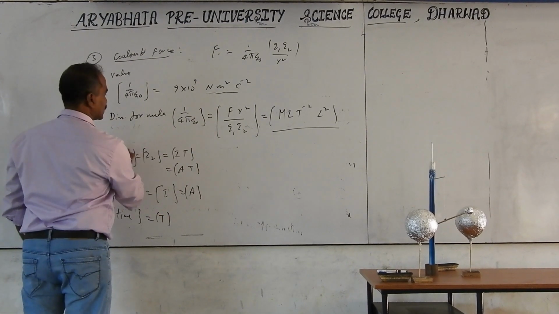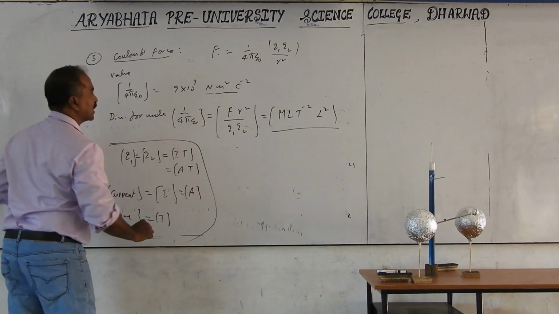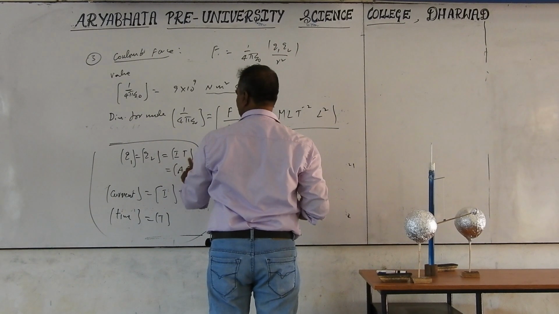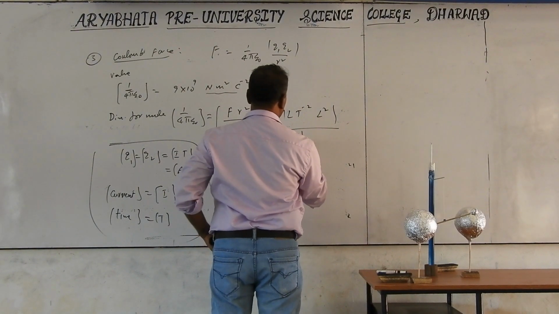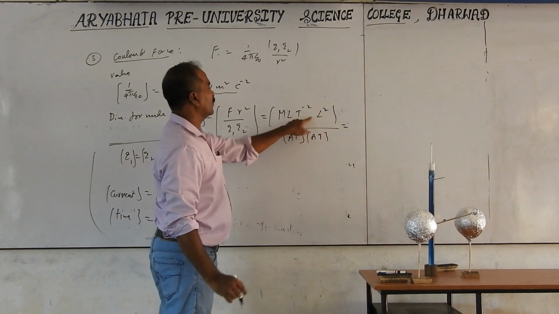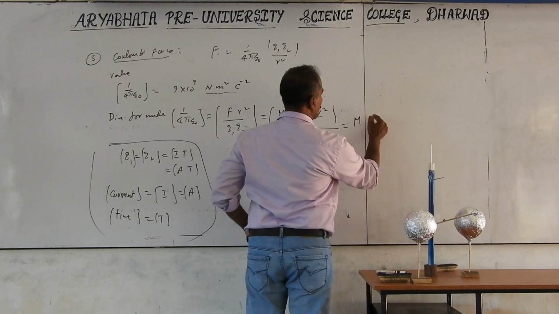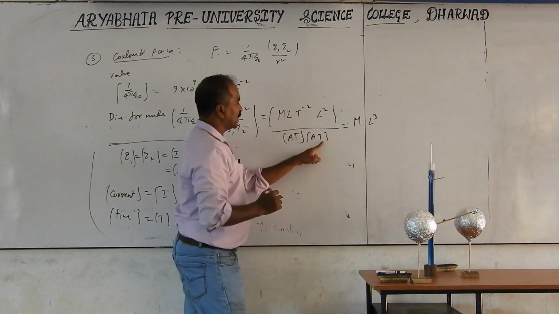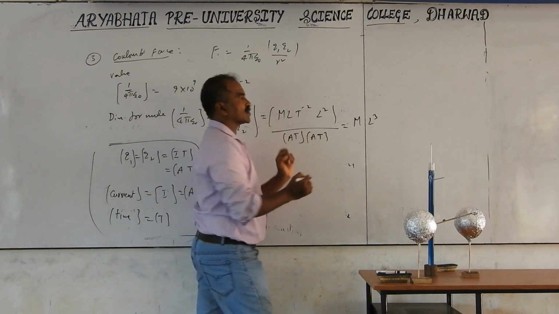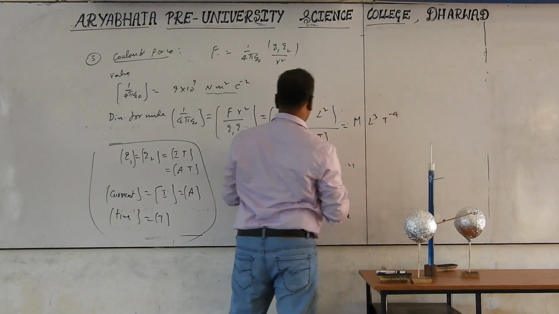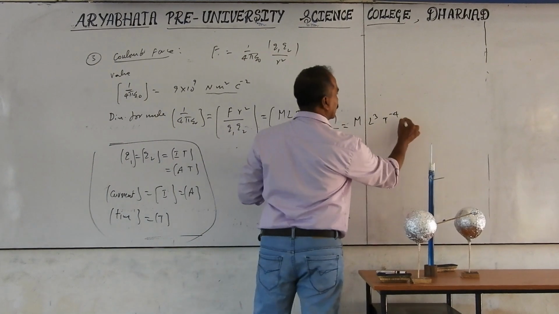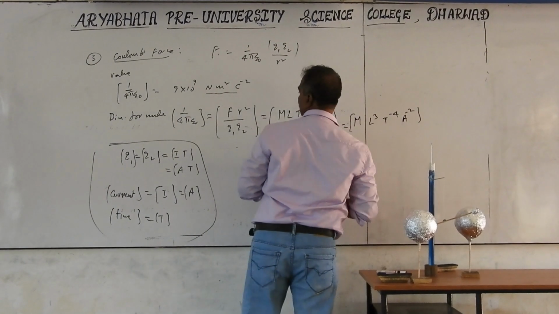So, analyzing this further, the dimension for Q1 into Q2, both are AT, and again AT. The result is ML cube, M into L cube, T to the power of minus 2. Here T into T is T square in the denominator, T square taken to the numerator gives T to the power of minus 2. Minus 2 gives T to the power of minus 4. By A into A is A square, taken to the numerator, A to the power of minus 2. This is the dimension formula.